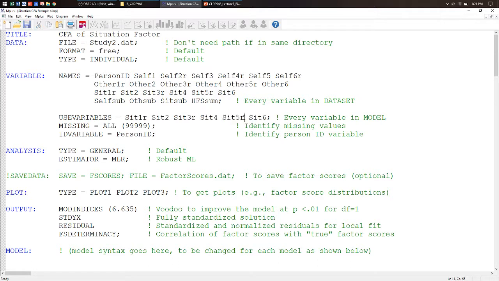You also don't have to use labels that have these R's at the end because it breaks up your ability to refer to these things parsimoniously. So there's nothing wrong with doing this, S1 to S6, and then referring to that.